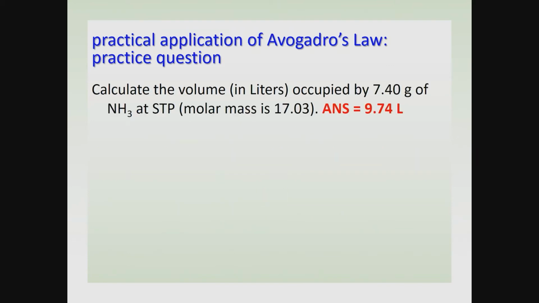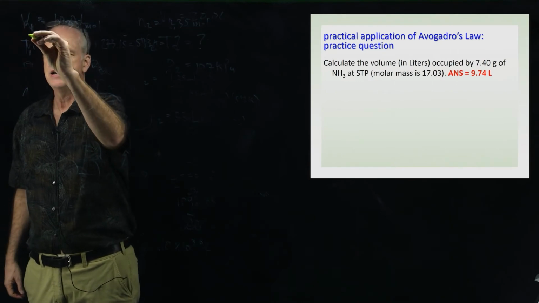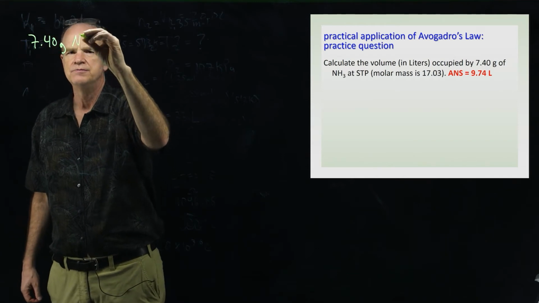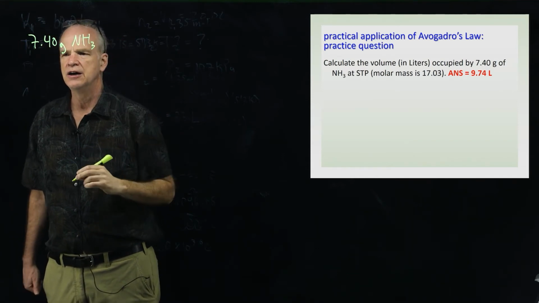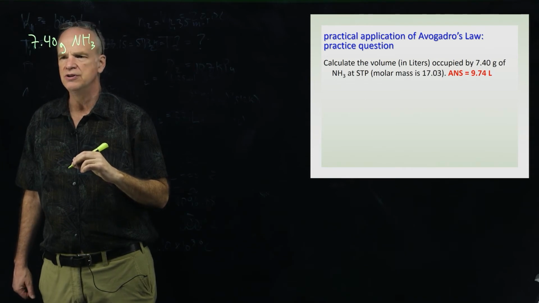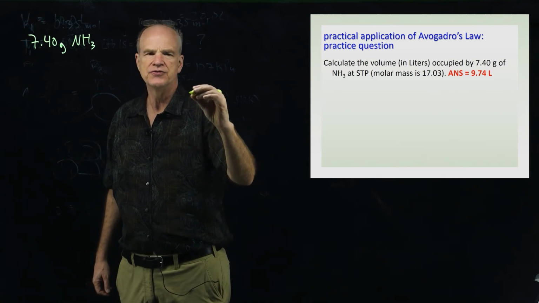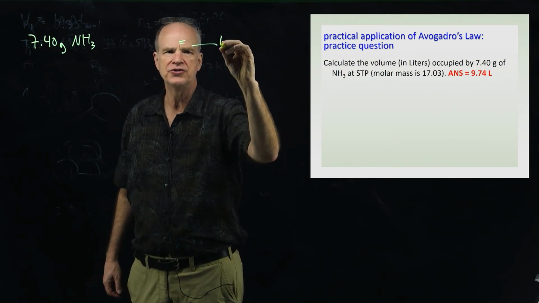Okay, let's go ahead and solve a few problems using this relationship, which can be very helpful. The problem we have here is to calculate the volume in liters occupied by 7.40 grams of ammonia at STP. So here we have 7.40 grams of ammonia, and what I want to do is get this into liters of ammonia. Eventually we want to get this into liters of ammonia.